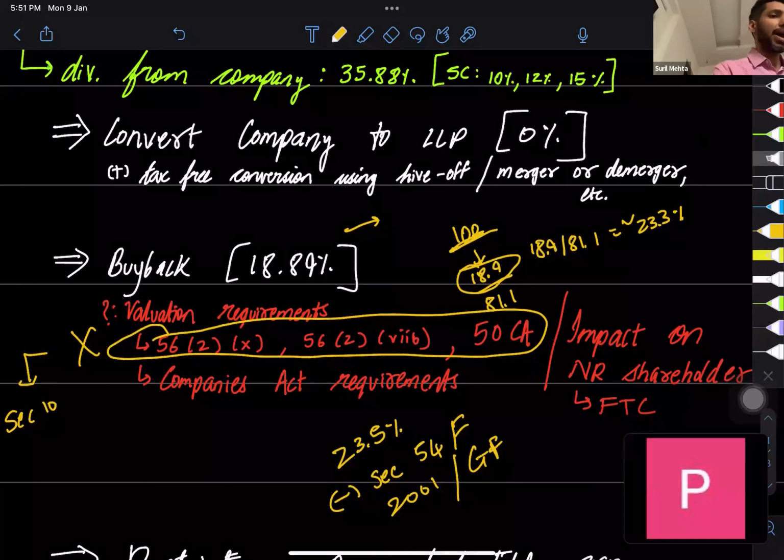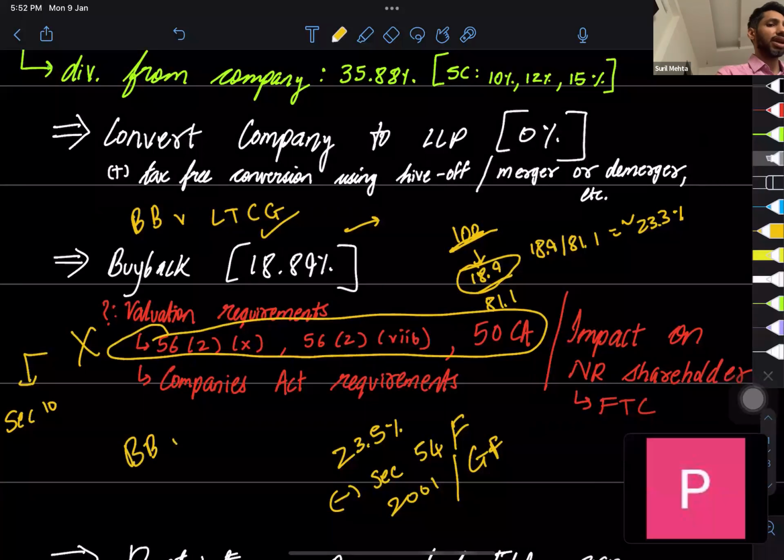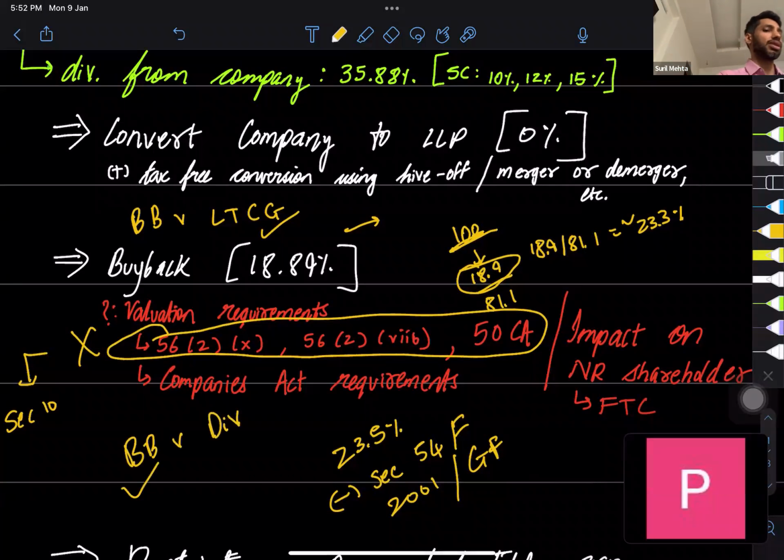But buyback versus long-term capital gains, possibly long-term capital gains would be better. But buyback versus dividend, certainly buyback will be better. Because in dividend, there is no exemption, there is no deduction that you get. Right? There is some deduction in case you have actually, let's say, taken a loan for earning the dividend. That benefit is there, but that benefit is not a significant benefit. Right? So this is one of the very simple and interesting strategies that can be used.